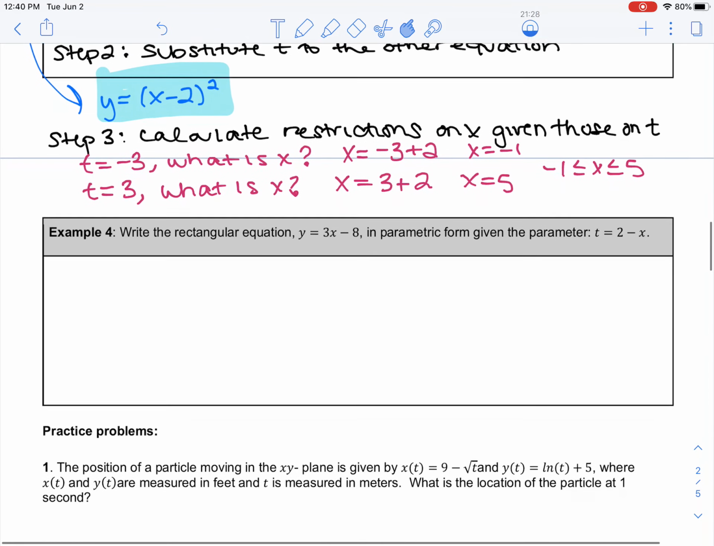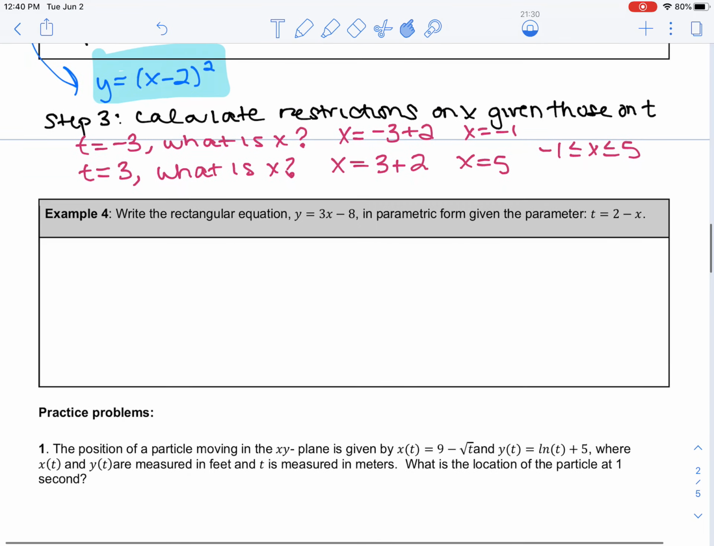Okay, so let's go ahead and look at example 4. Example 4 is going the opposite direction. It's saying, let's start with a rectangular equation and write it in parametric form, given the fact that our parameter t is defined to be 2 minus x.